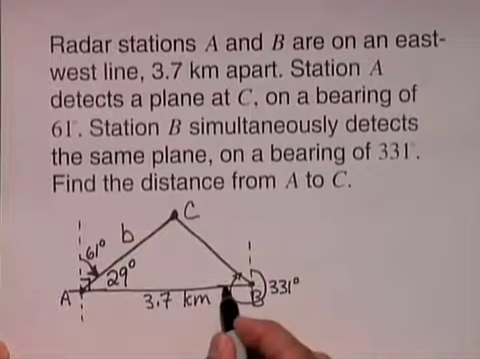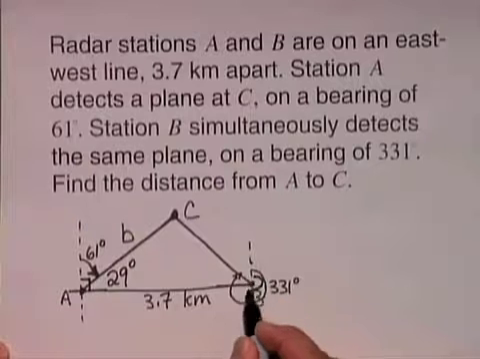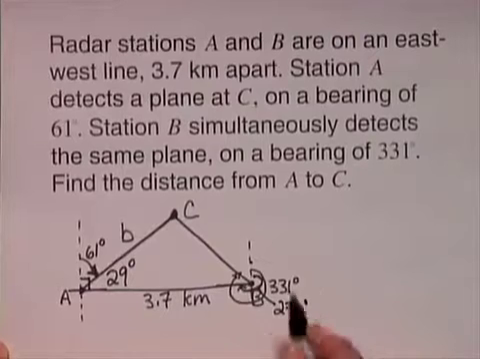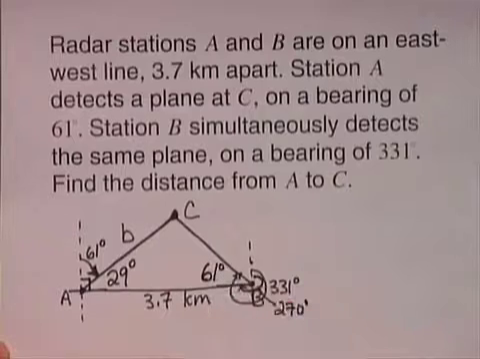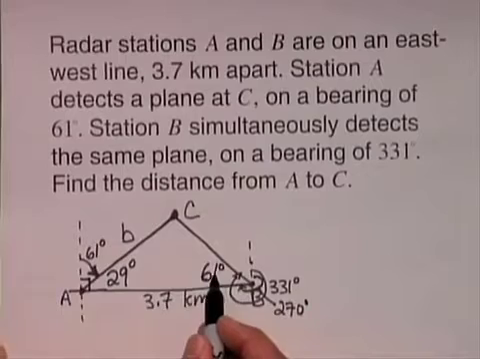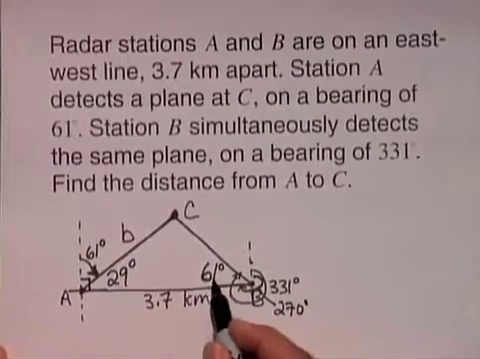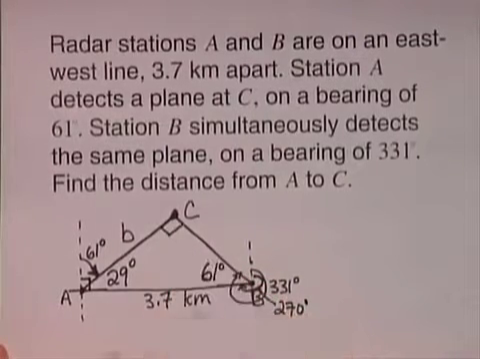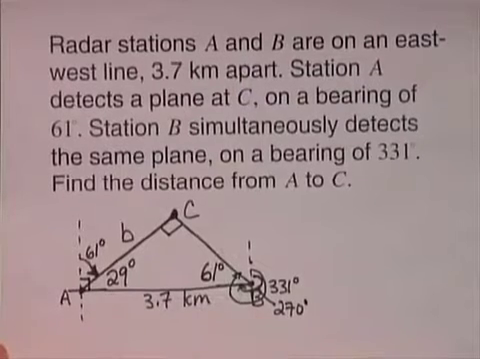Well, again, this is the east-west line, which means if we come around from here to this line, that is 270 degrees. Subtracting 331 minus 270, we find that this one is 61 degrees. Well, what's good about that is if we now add these together, 29 plus 61, that's equal to 90 degrees. That tells us that this angle, C, must be 90 degrees. We're dealing with a right triangle.